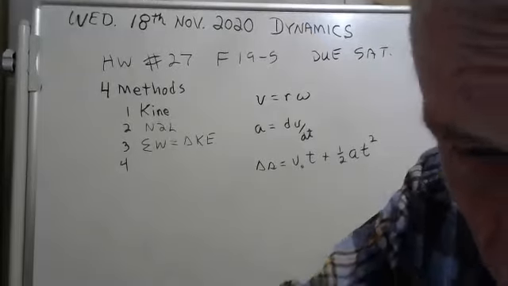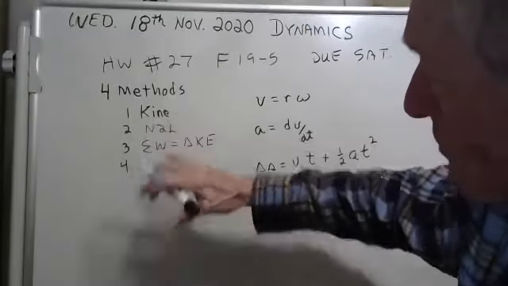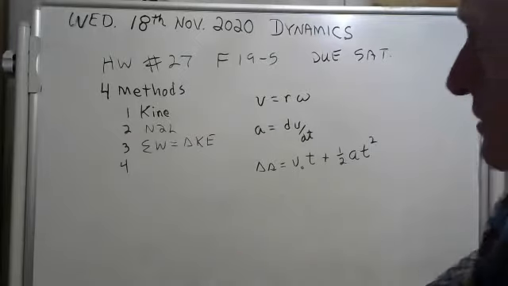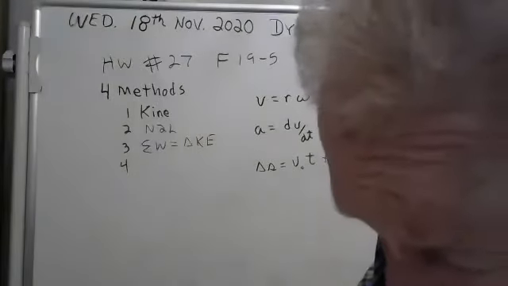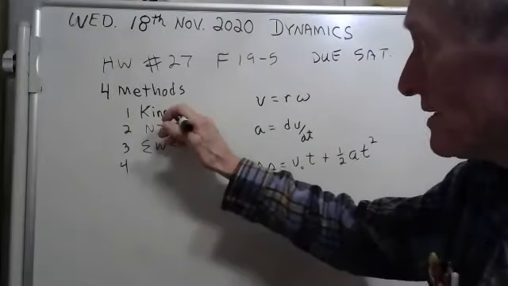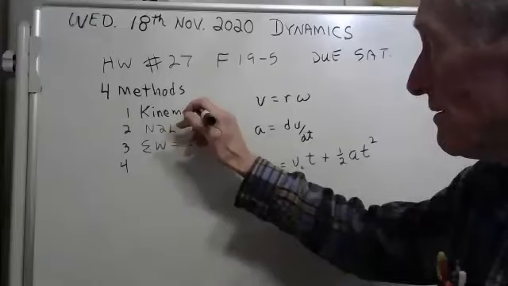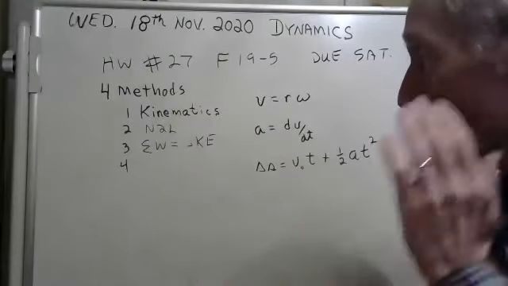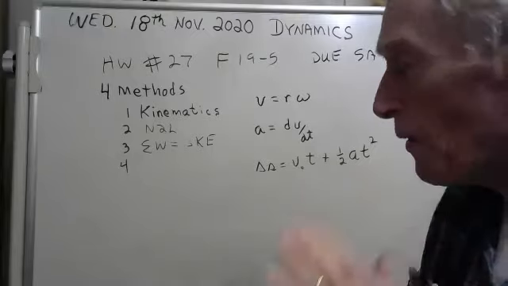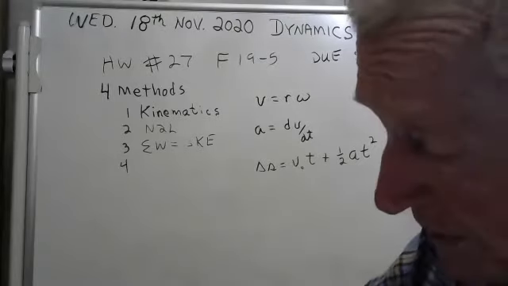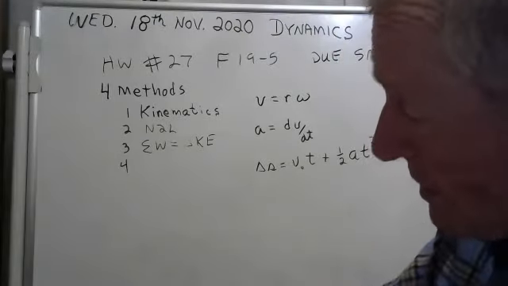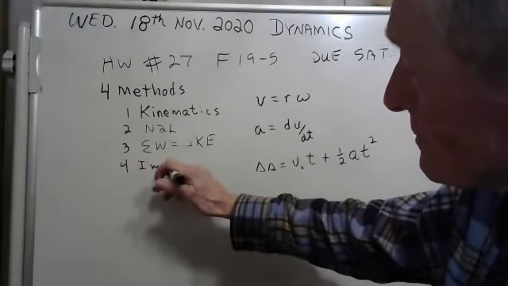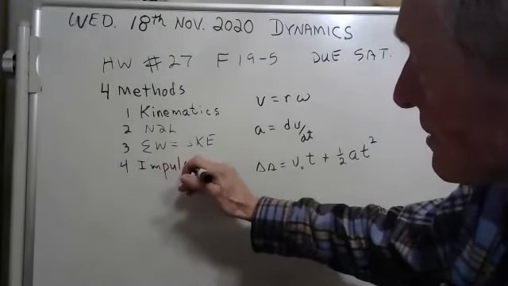Ashley, come to my rescue. What is this important method that we've studied that uses all these equations here? What is the name of it, Ashley? Kinematics? Yeah, it's kinematics. Nicholas, you knew that. Well, there's a fourth method, and we've actually studied it. It's called impulse momentum. We've studied it.